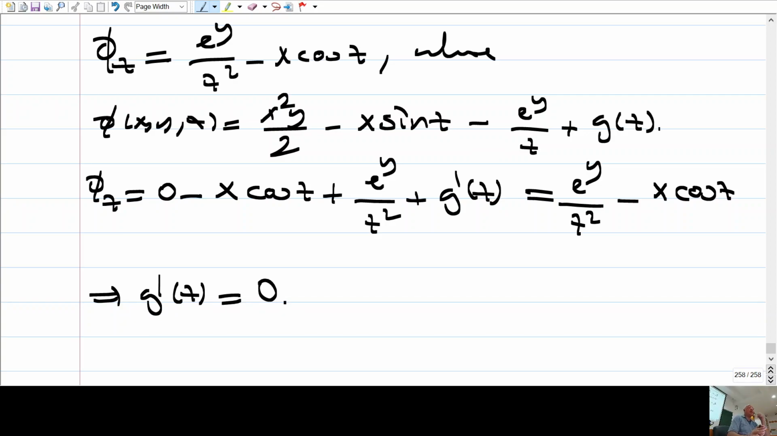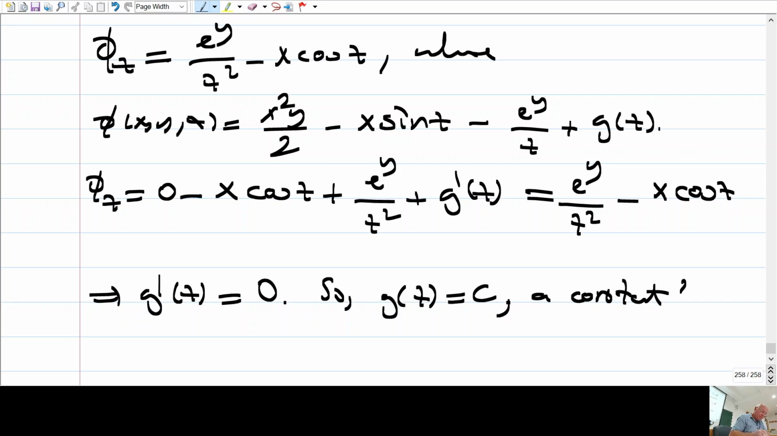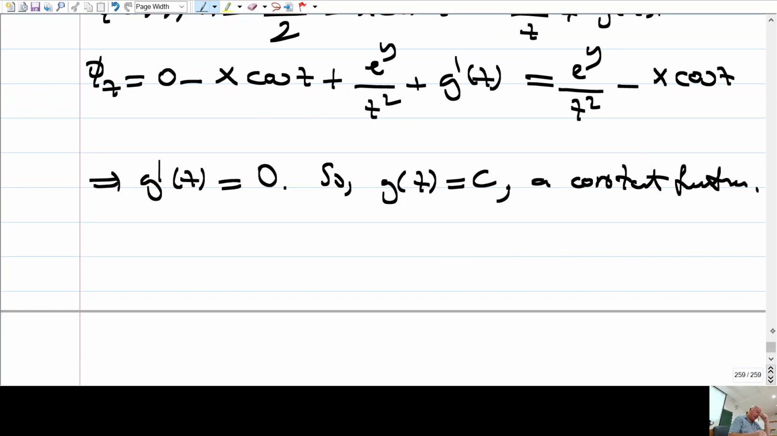Now g is a single variable function of z, and its derivative is 0. It means g of z is indeed a constant. So g of z is just c, a constant function. Değil mi? G tek değişkenli bir fonksiyon ve türevi 0, o yüzden gerçekten bir constant.